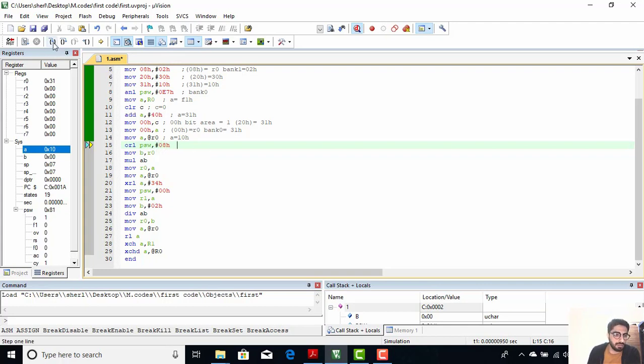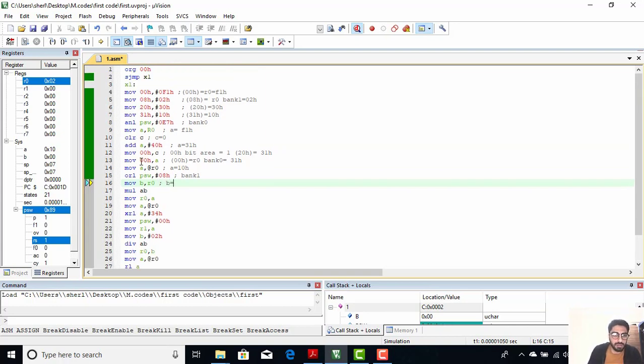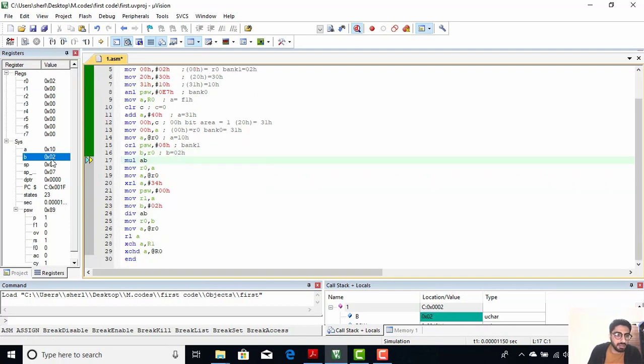Let's see the new value of the program status word. Since we have RS1, RS is 1, so it means we moved now to bank 1. Now we are dealing with bank 1. Don't forget to consider all the values of bank 1. So B equals R0 of bank 1. As you can see here, it's 2 hex. Let's check it here in the program. So it's 2 hex, and it's right.